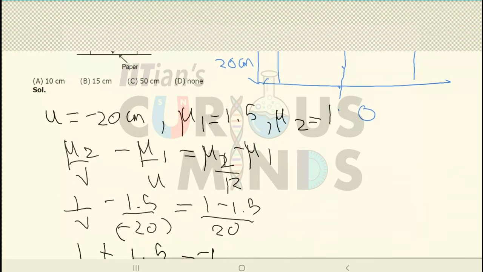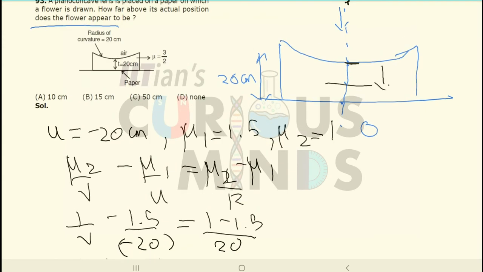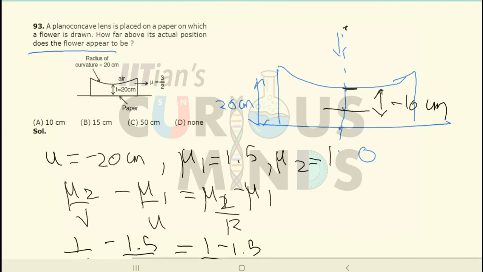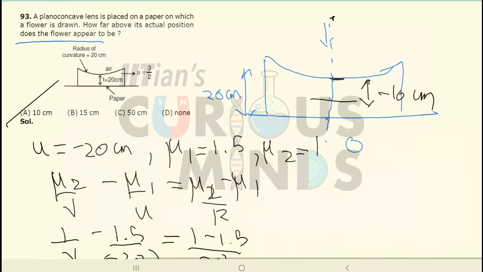So over here if it is negative 10, the image will appear somewhere over here. So the actual distance of the image when viewed from above will be equal to negative 10, that is the image is shifted by 10 centimeter, which is option number A.